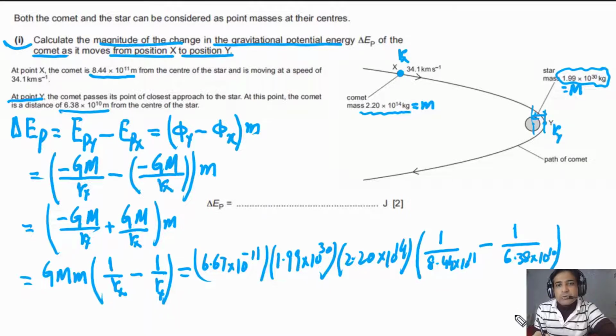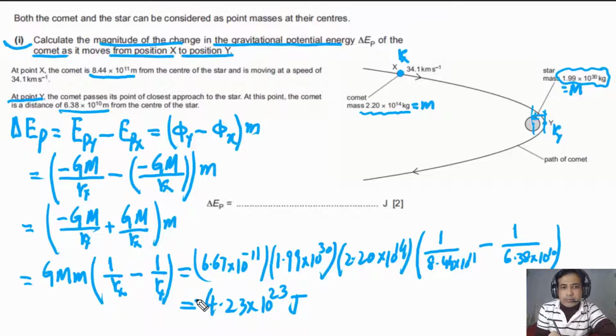Now you just need to use a calculator. Put all the numbers in your calculator, but be careful with the signs and you will get your final answer. The final answer in this case will be equal to 4.23 times 10 to 23 joules. But your answer will be negative. And negative simply tells us that the gravitational potential energy of the comet is decreasing when it is moving from point X to point Y. So that's all we need to do for this question.